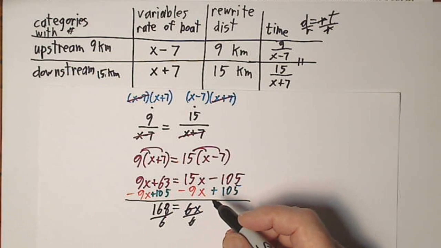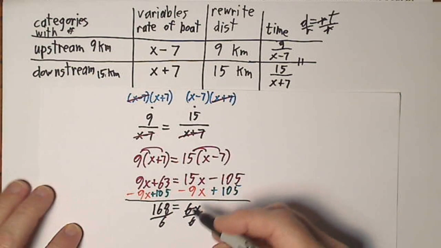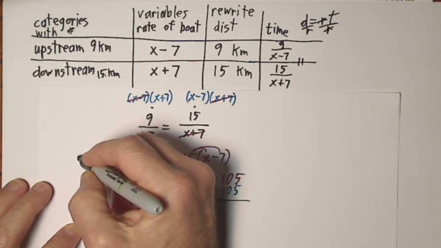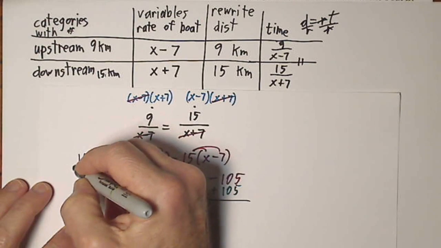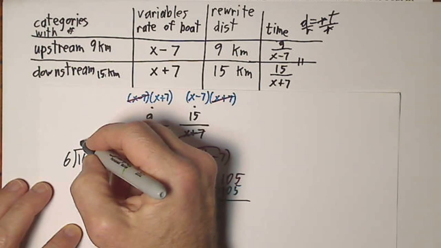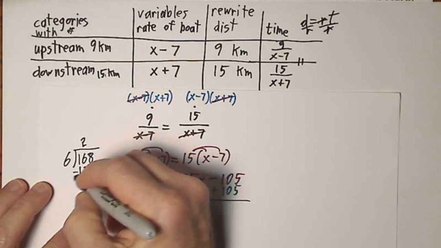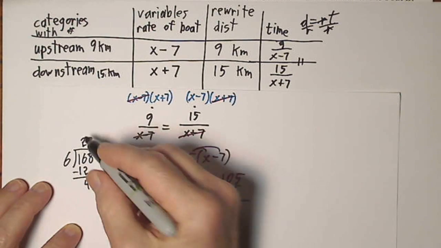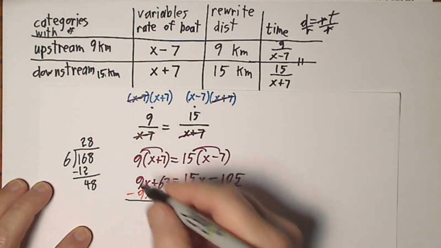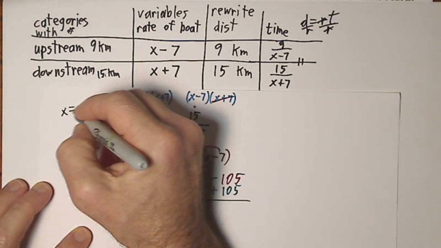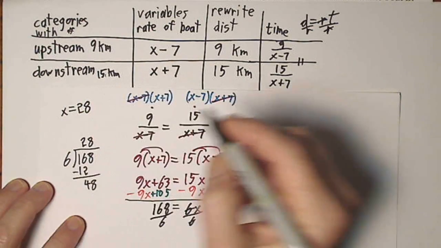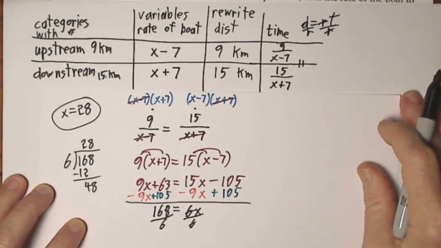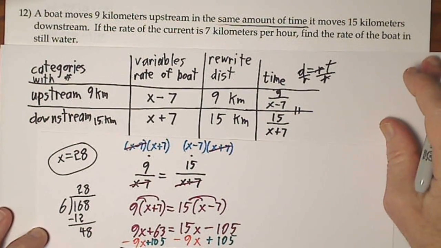And you have x equals, do a little division off to the side, 168. So 6 goes in there twice. That's 8 times, so 28. Let's put that up here. X equals 28. And let's see what they're actually asking for, though.